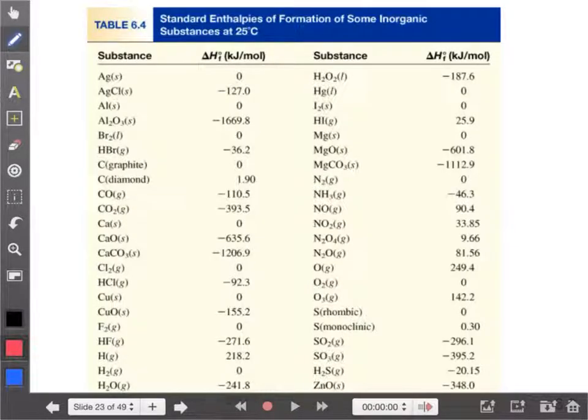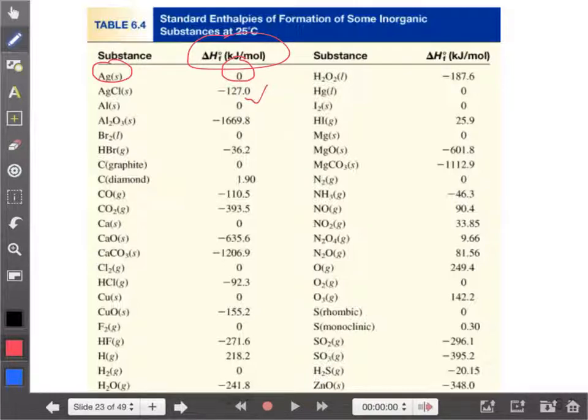So here's a standard enthalpy of formation table. I believe you'll find it in the back of the book in Appendix C. But as you can see, you have delta H standard enthalpy of formation values for various substances. And you can look at the stability values. So silver in its solid state, its standard enthalpy value is 0. So we know that that's our standard state.